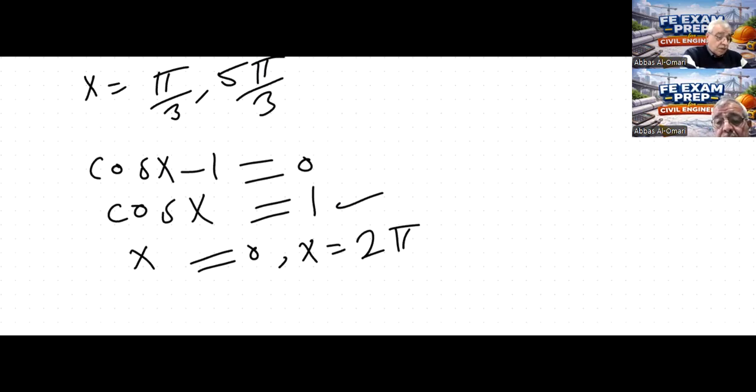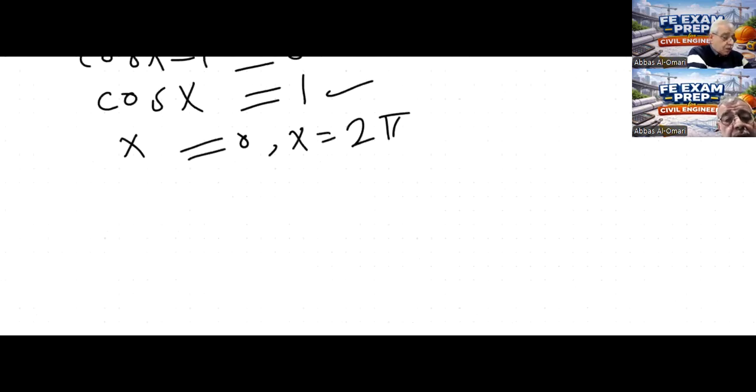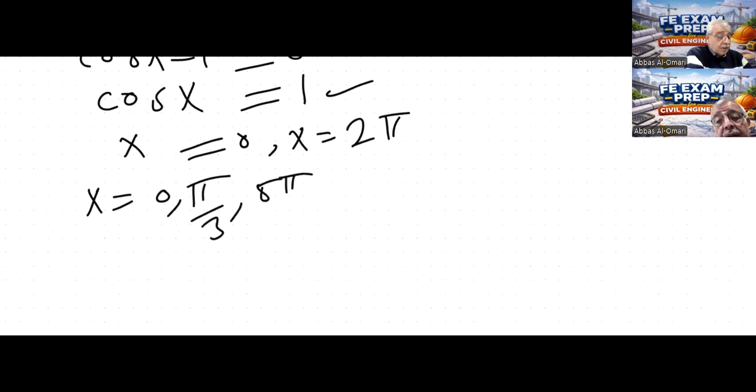So the answer for this question is x equals 0, pi over 3, 5 pi over 3, and 2 pi. So this is the answer to this problem.